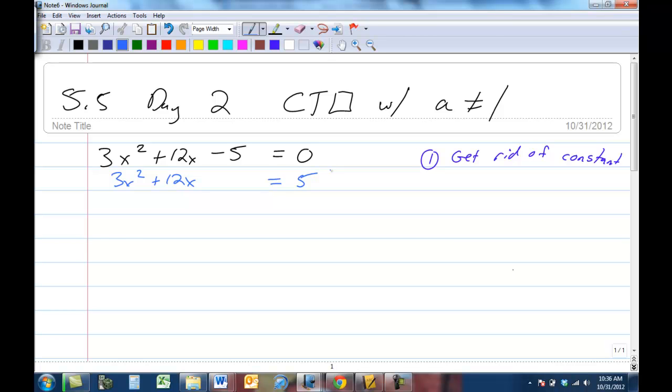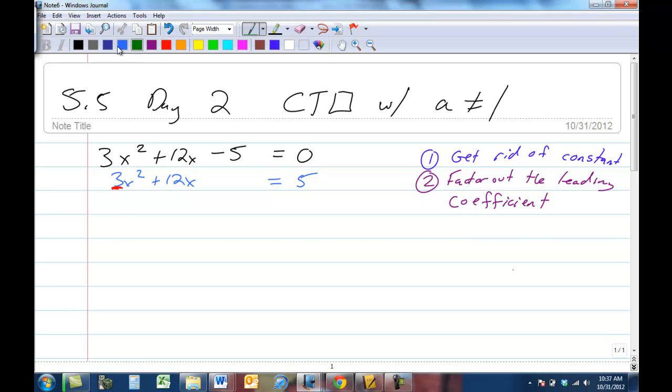All right, now step 2 is what you were waiting on yesterday. Step 2 is factor out the leading coefficient. Now, this is not the GCF. Right here we have 3x squared plus 12x. We're not going to pull the x out. The only thing that's going to leave is the 3, the leading coefficient.